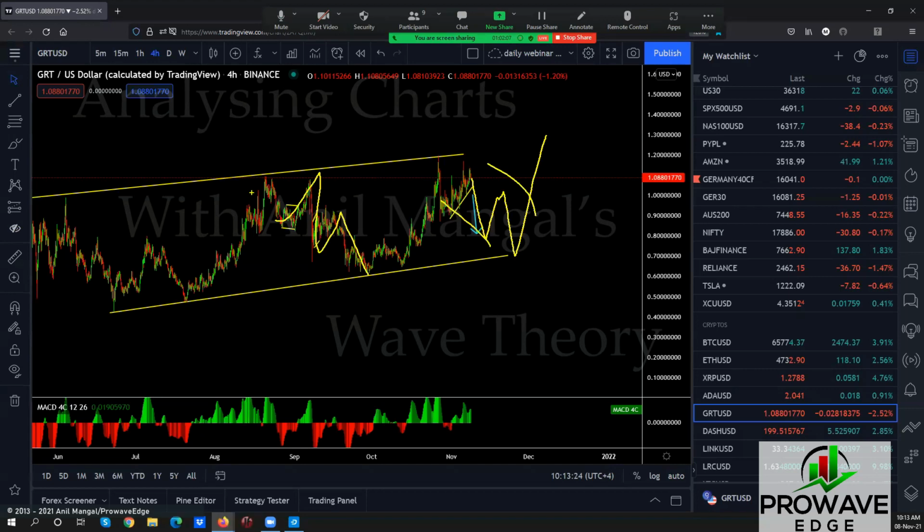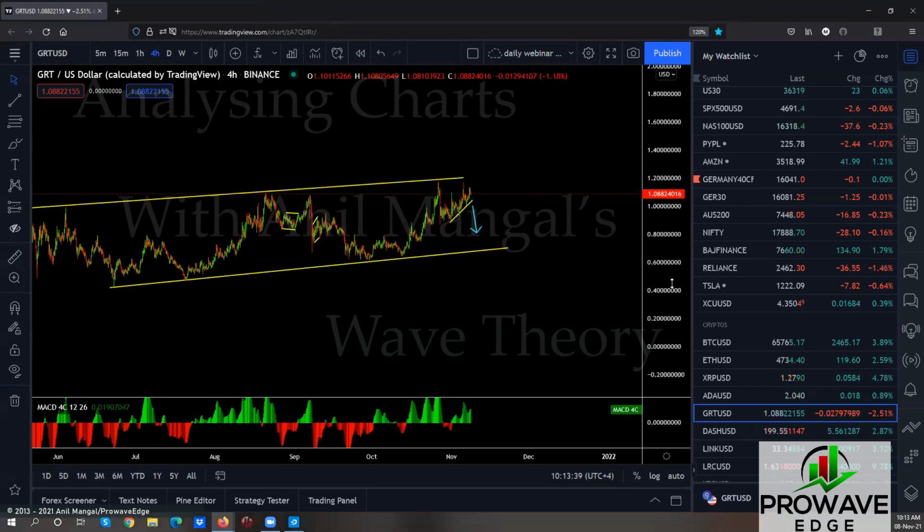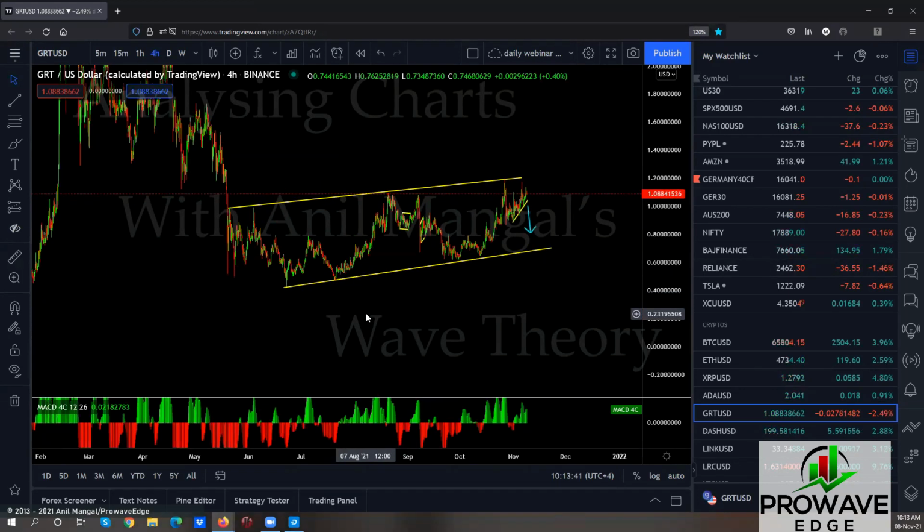We're making a correction here. We made a correction here. We made a smaller correction here. We made a bigger correction here. Okay. So those are all corrections within that channel. That's it.